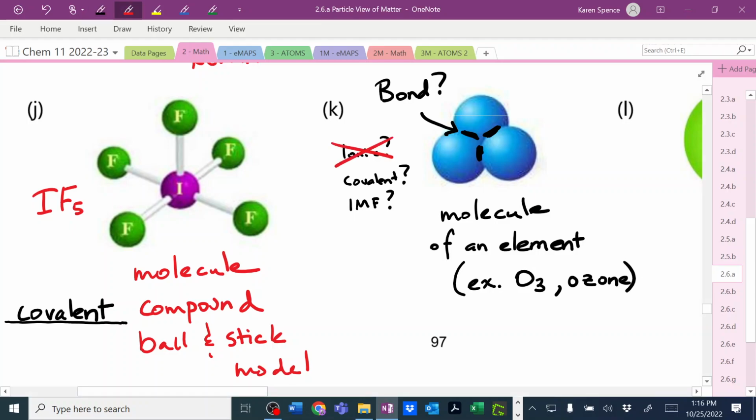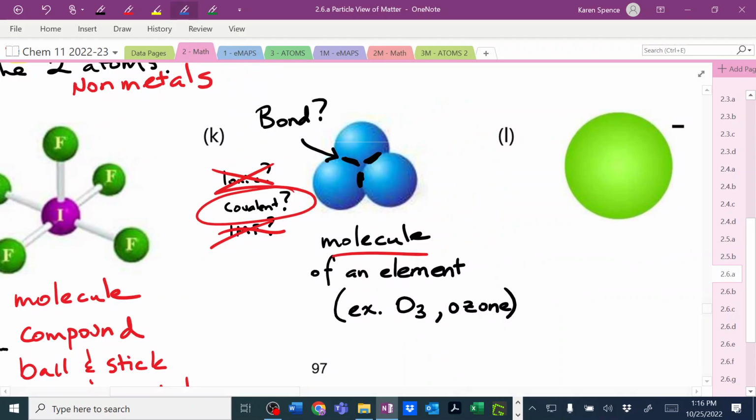Ionic, okay, because we know it's not made of ions, because it's a molecule. Are those bonds within the molecule? Are those covalent bonds or are they IMFs? They are covalent bonds. Where would I find an intermolecular force? What would I have to have for an intermolecular force? I would have to have another molecule over here. And then I could have an intermolecular force.